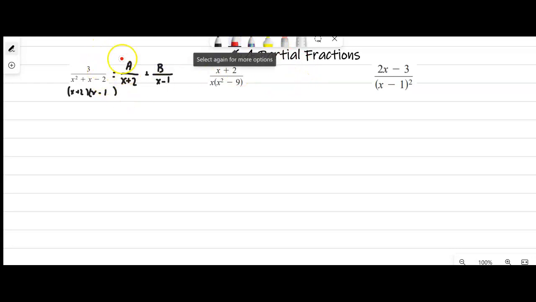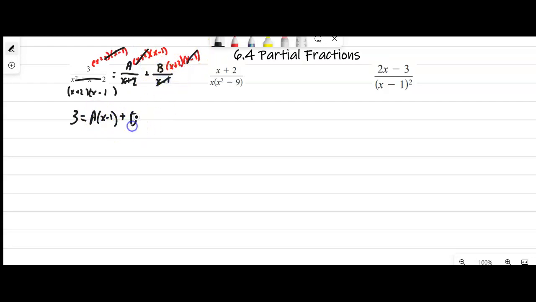And now we have an equation to solve, of which we're going to multiply the whole thing by the common denominator. And when the dust clears, what do we get? This all cancels here, leaving us with 3. The x plus 2's go bye-bye here, leaving us a times x minus 1. The x minus 1's go away here, leaving us b times x plus 2.